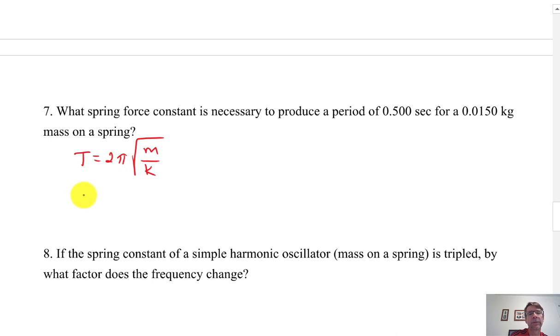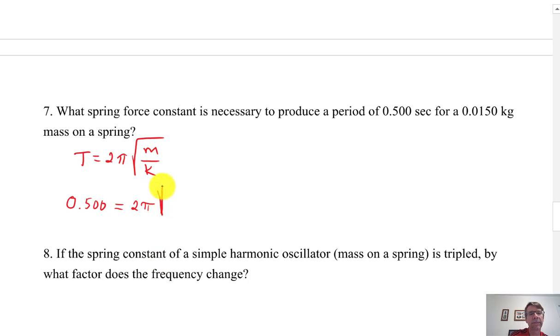I'm looking for, oh, no, we know the period. You could have rearranged the equation. That's really the more professional way to do it. I'm just going to plug in what I know. Whoops, that's not a parenthesis. It should be a square root.